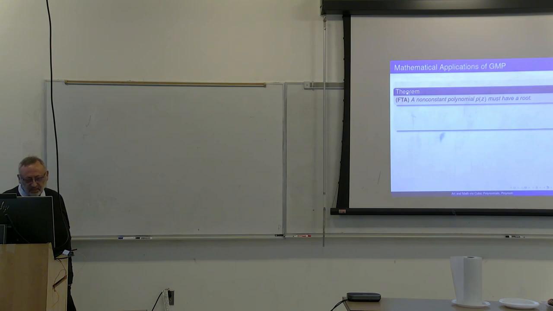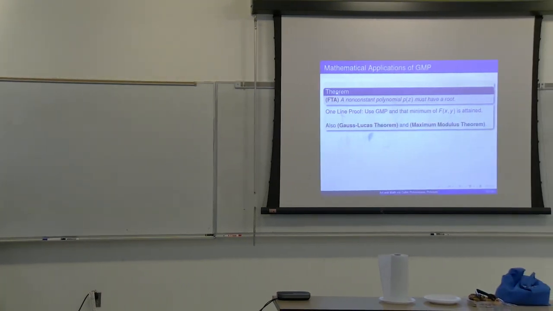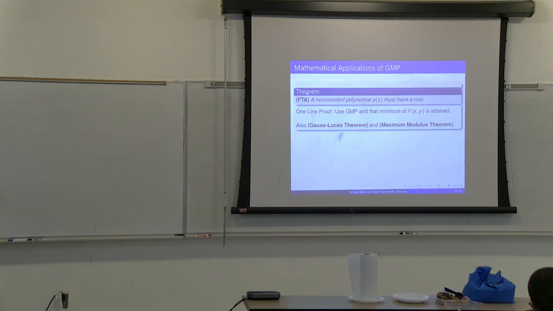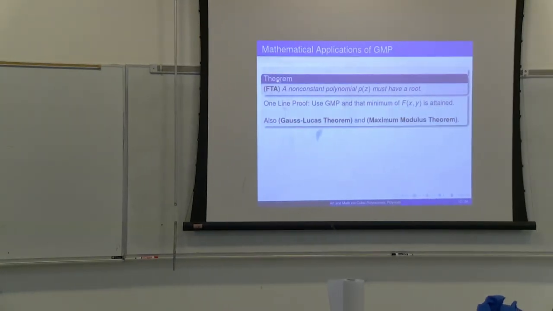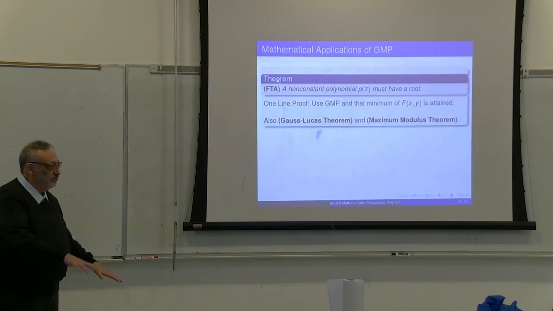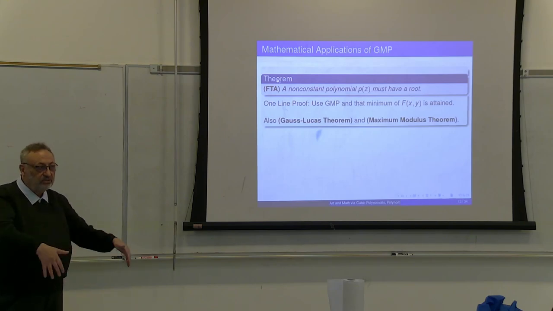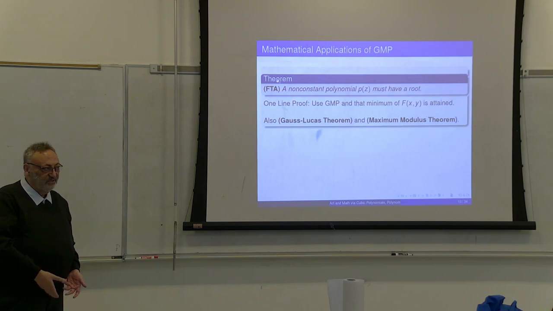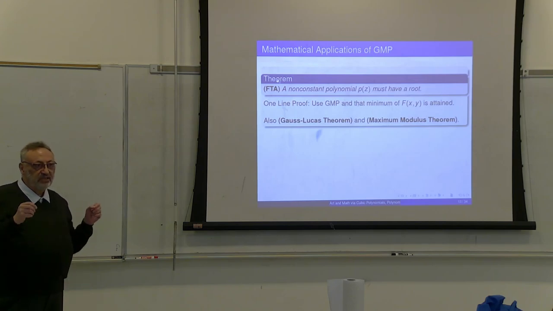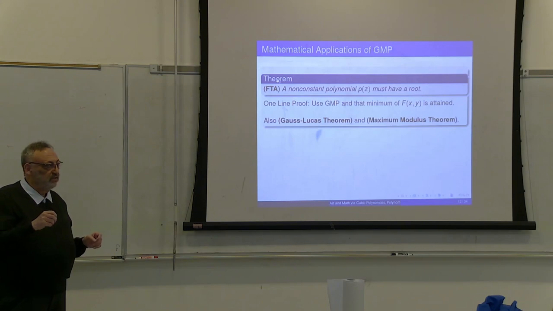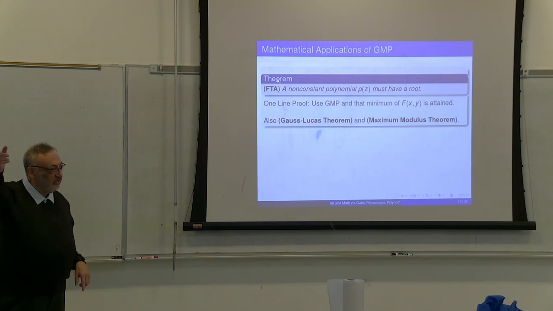So FTA, the fundamental theorem, as I said, is a consequence of that. Something called the Gauss-Lucas theorem says, if you look at the roots of a polynomial, which are points, and you look at the convex hull of the roots, the convex hull of a set of points being the smallest convex set, then the roots of the derivative are inside it, not outside.